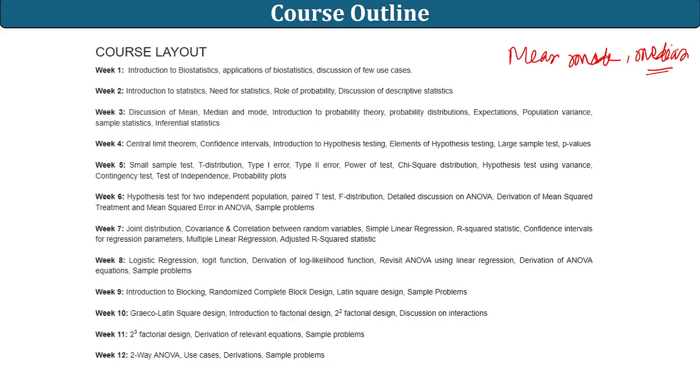So today's session, we are going to start with independent two populations. Then we'll check with the F test.